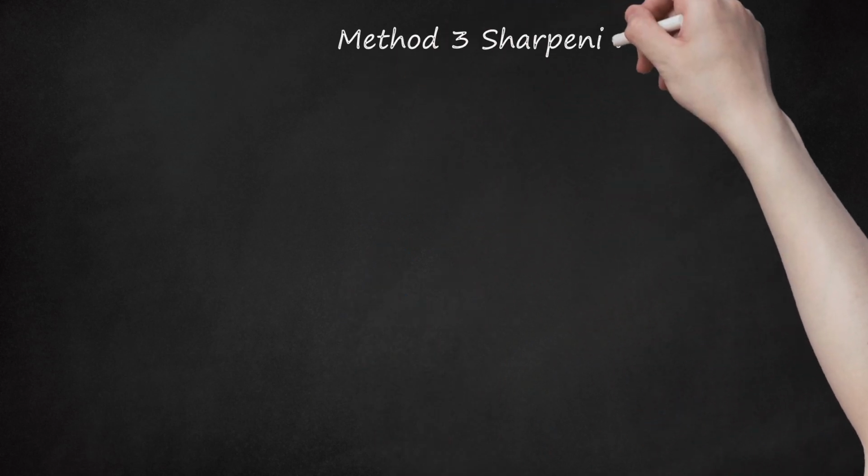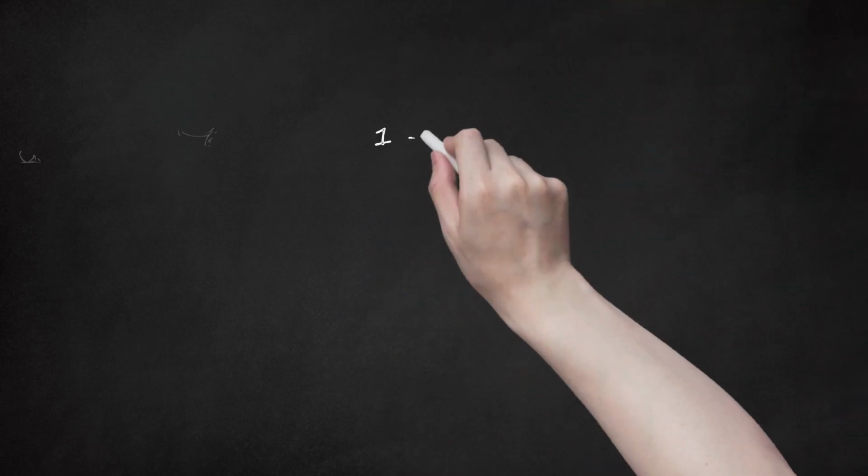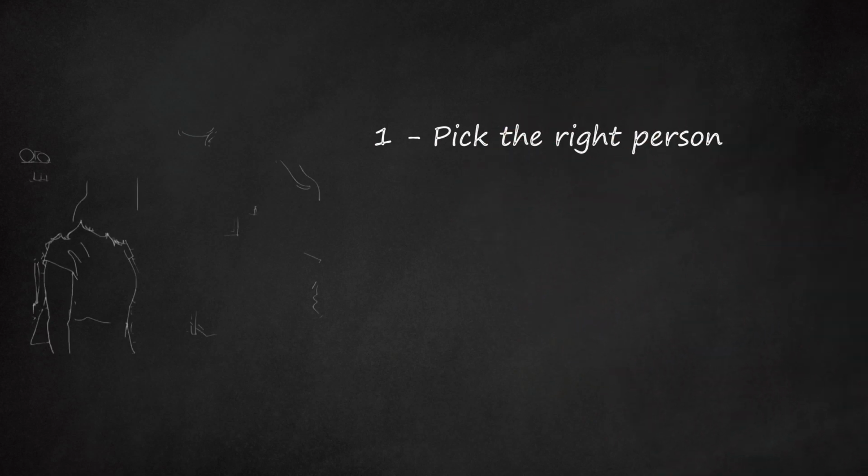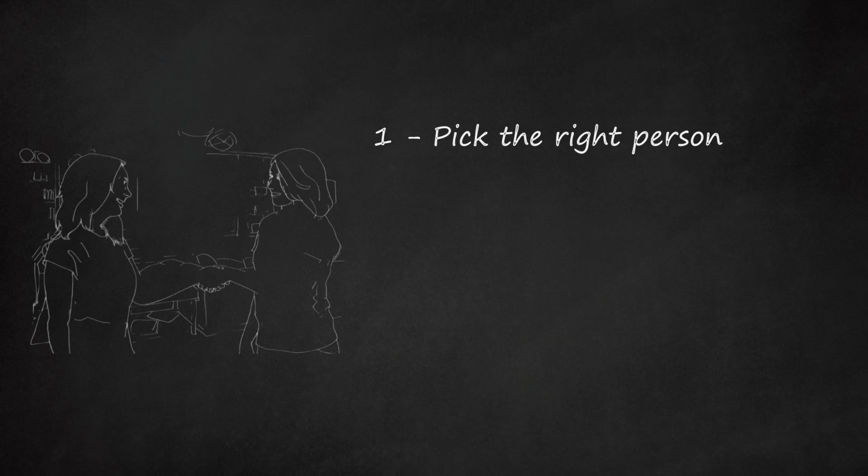Method 3. Sharpening your skills. 1. Pick the right person. When performing, don't choose the person who's overly excited at the prospect of being read. Also, avoid picking the super shy person hiding out near the back. Select someone who falls somewhere in between those extremes.